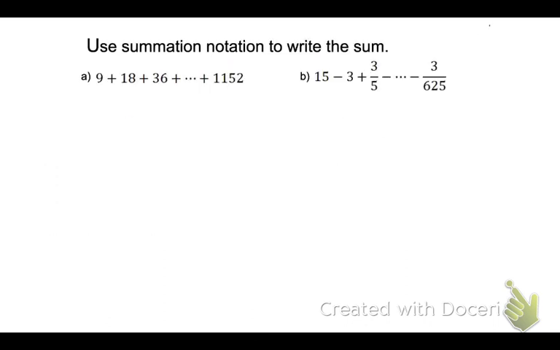Okay, use summation notation to write the sum. So summation notation has a sigma. So we have sigma, we have the equation, and we have our lower limit. I don't know what variable you guys are going to want to use. And we have our upper limit. So that we have to find the equation. Okay, so am I adding or multiplying to get from 9 to 18 to 36?